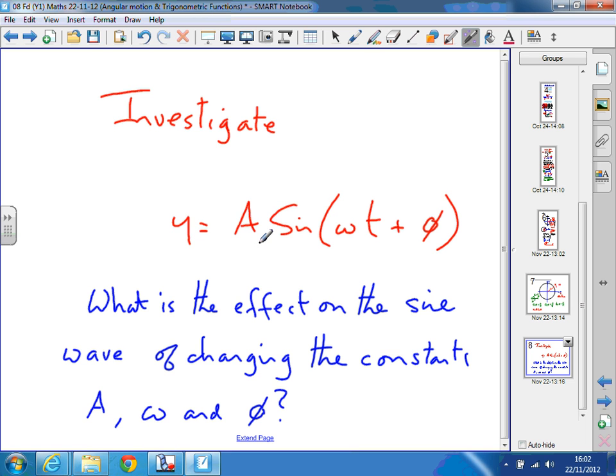There are three constants we can add to the function: a, omega, and phi, as they're called. So this, we know already, is omega. From what we've just been doing, there's a clue as to what omega is going to do. And phi is the name for that symbol there. It's a circle with a line drawn through it. I want you to use Autograph, and I'll show you in a second how to get the function in there, to investigate the effect on this sine wave of changing the constants a, omega, and phi. So if you can make a note of that.